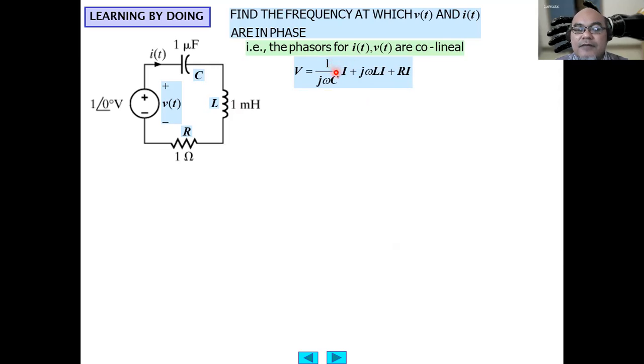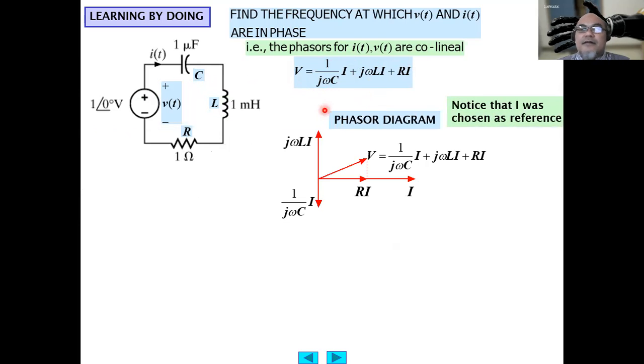Yes, which is 1 over j omega c. Sorry, multiply to the divided by the impedance. Multiplied to the impedance. Then inductance here j omega L I, and the resistor part VR equals to R I. Okay. So now current was chosen here as the reference. Current here as the reference.